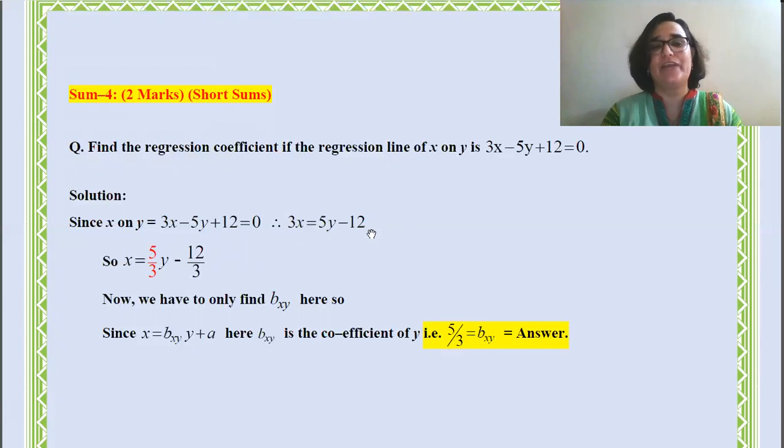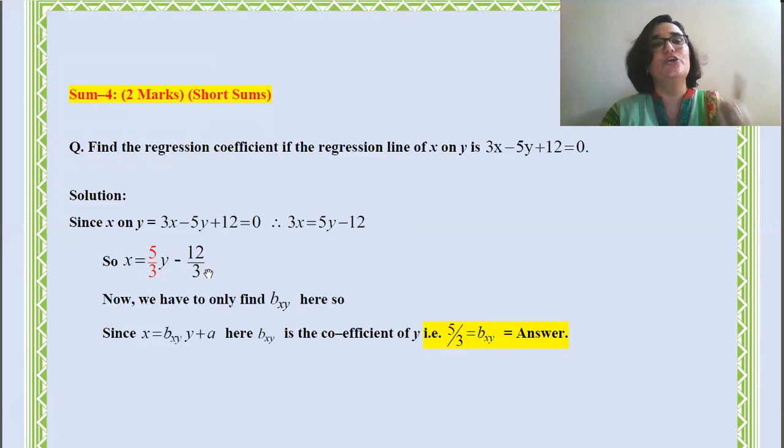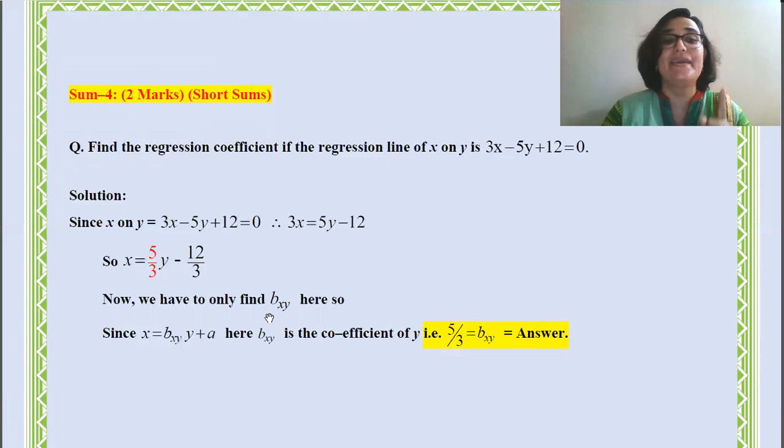Upon 3, upon 3, upon 3. Here the 3 cancels. What do you get? x is equal to 5/3y minus 12/3. What do you need? You need bxy. What has been asked in the sum? In the sum you are required to find the regression coefficient of what? bxy, that is, of x on y.